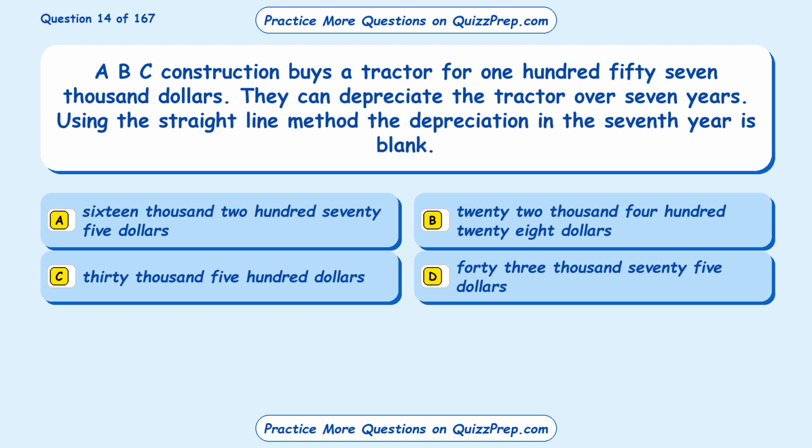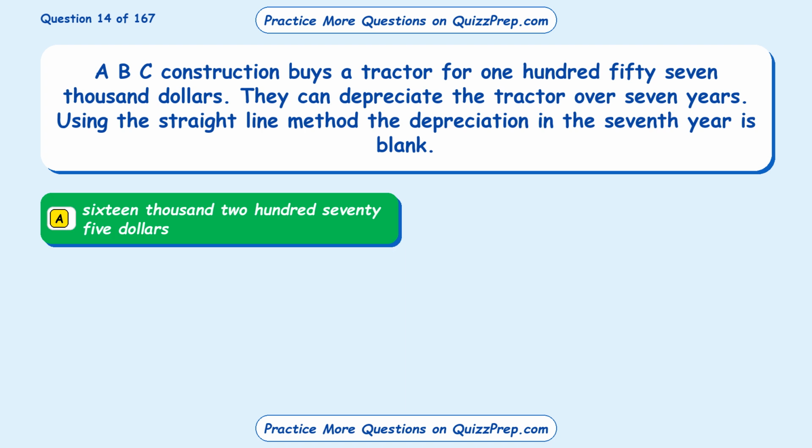Question 14. ABC Construction buys a tractor for $157,000. They can depreciate the tractor over 7 years. Using the straight line method, the depreciation in the 7th year is blank. Option A, $16,275. Option B, $22,428. Option C, $30,500. Option D, $43,075. The correct answer is Option A, $16,275.